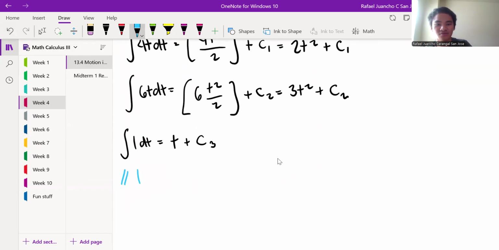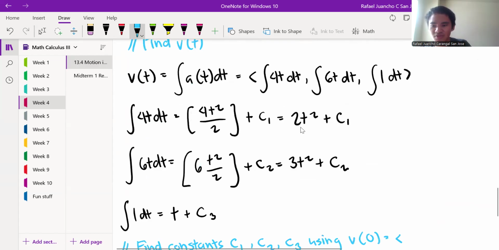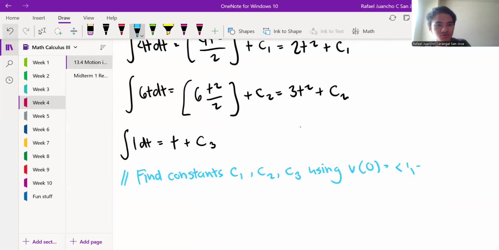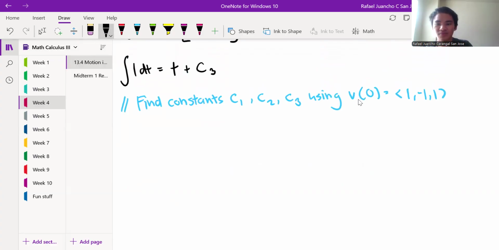So I find my constants, C1, C2, C3, using what I know about V. And I know when time is 0, my velocity is the vector with components 1, negative 1, 1, right? Okay. And so I'm going to use that.